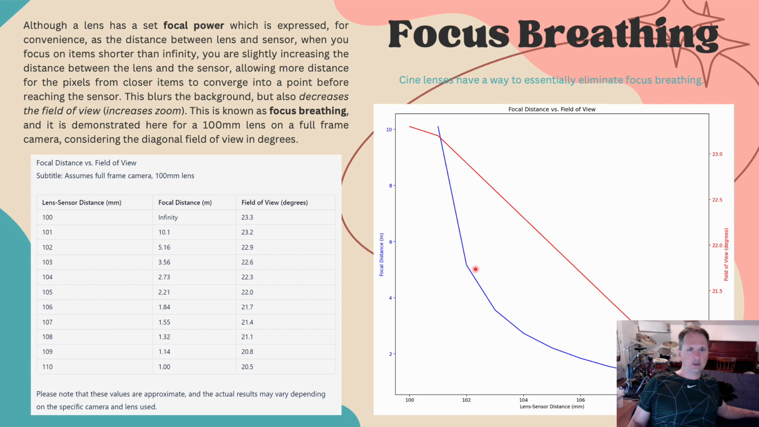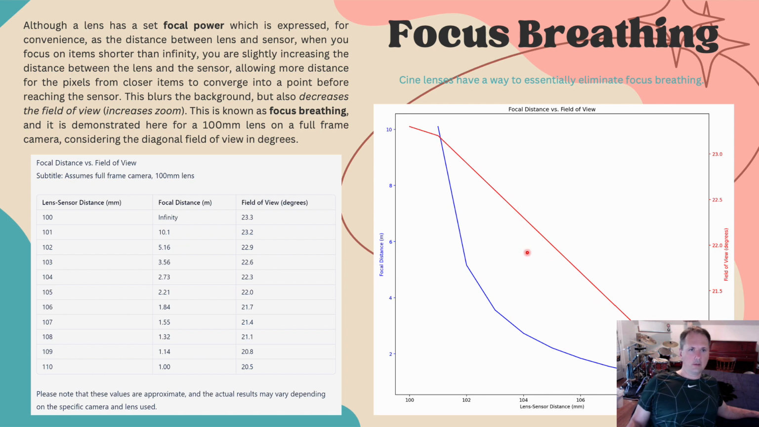So this graph illustrates the same concept, that when the lens is 100 millimeters away from the sensor, it's focusing on infinity. The blue line shoots up to infinity. And then as you push that lens away from the sensor, what you're focusing on, your focal distance, is decreasing till you get all the way down to like 1 or 2 meters down here. And at the same time, your field of view, the red line, is shrinking from 23 degrees all the way down to about 20 degrees.